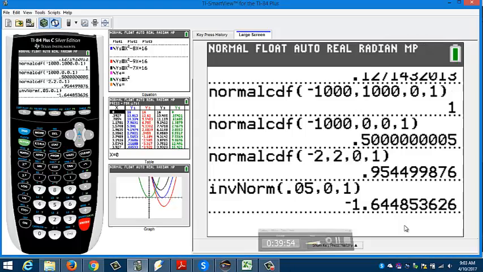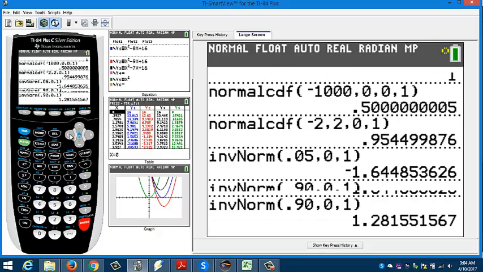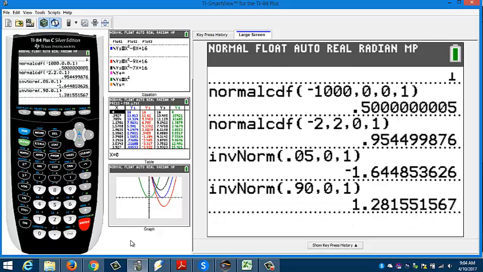So again, inverse norm is the command I need. The only difference, guys, is that instead of typing 0.05, I need to type 0.90. So let me just go there and change that real quick. And I get a z-score of 1.28.